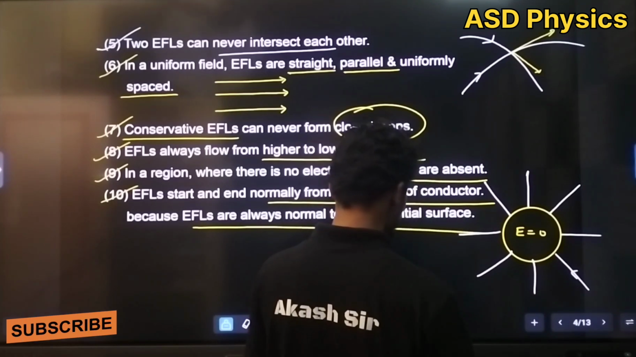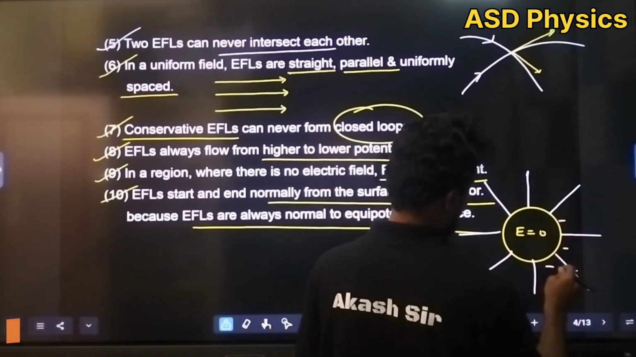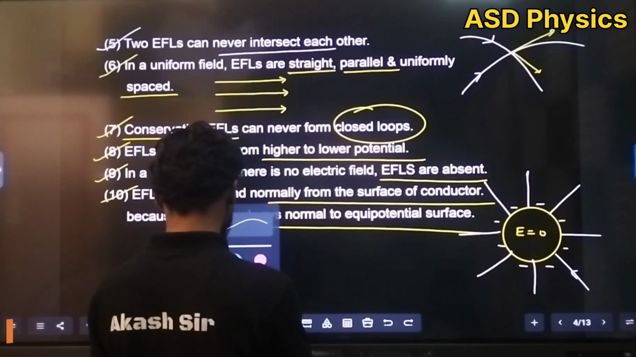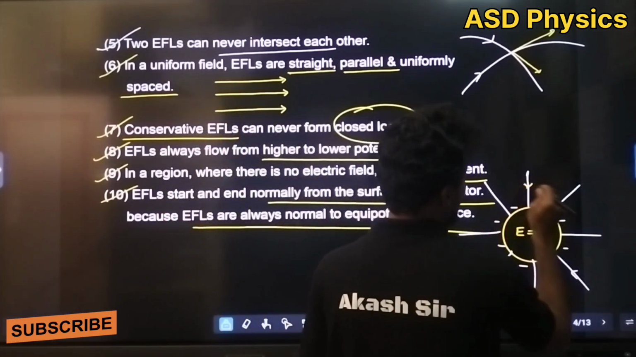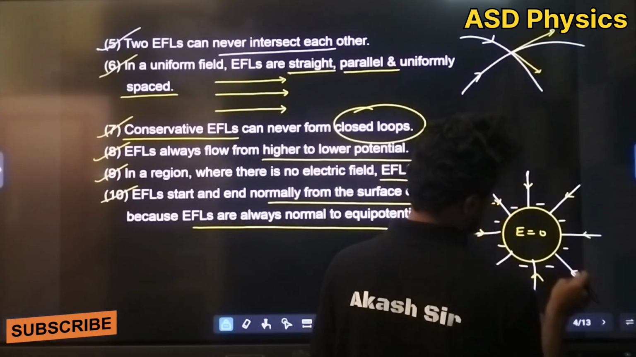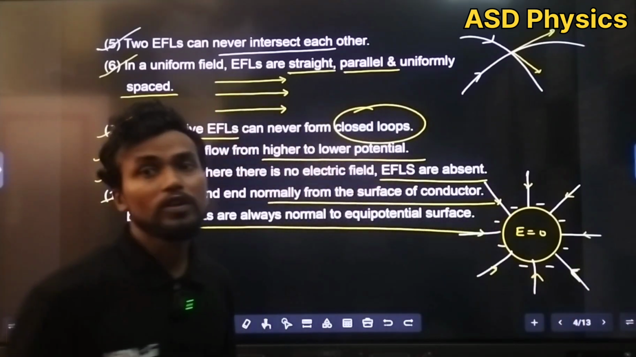In which direction? Previously I had taken the conductor as positive, but now let's take the conductor as negatively charged. Then the arrows will be inward, like this. So now here we have seen what?